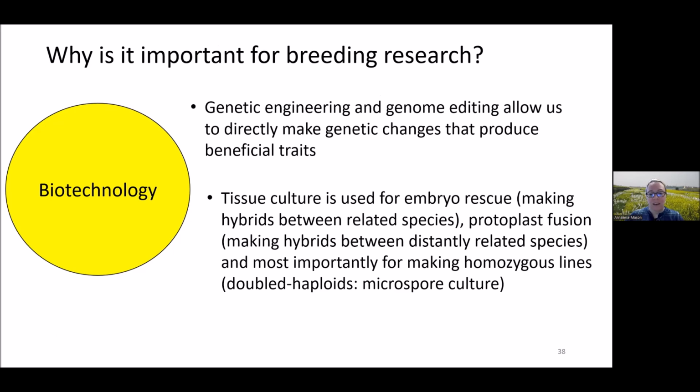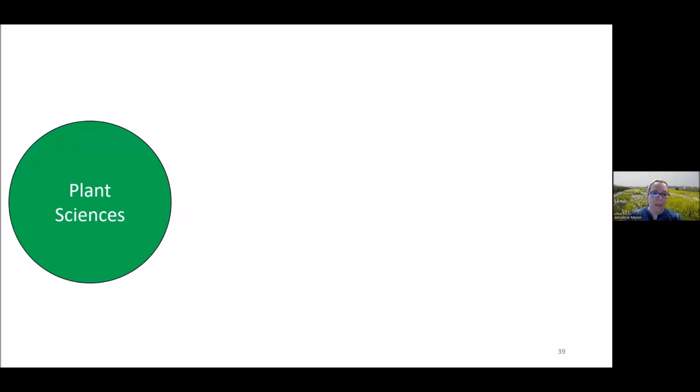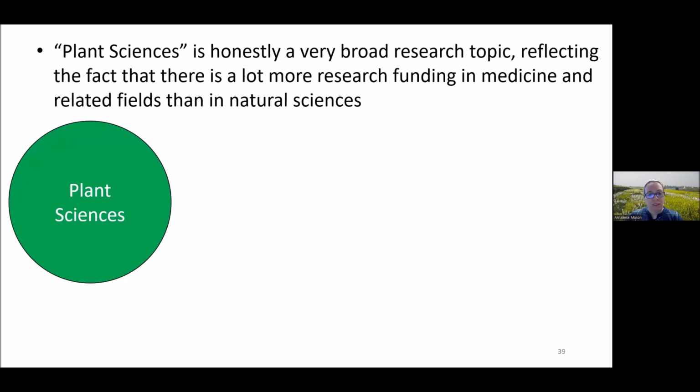We use this for making hybrids between related species or between distantly related species, and also for making these pure breeding lines very quickly. So not so critical exactly how that method works. Biotechnology also includes a quite interesting area of research, which is turning plants into factories that produce useful compounds like pharmaceuticals or vitamins. But this is usually also classed as GMO technology, and so is not necessarily so common in Germany.